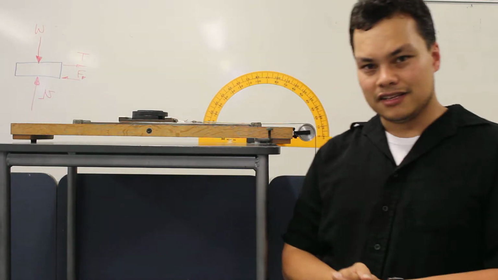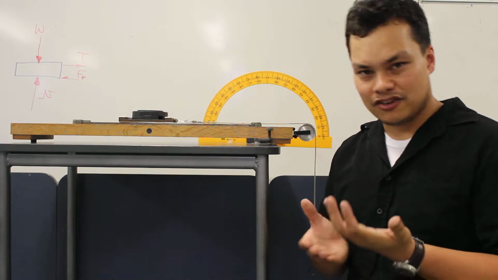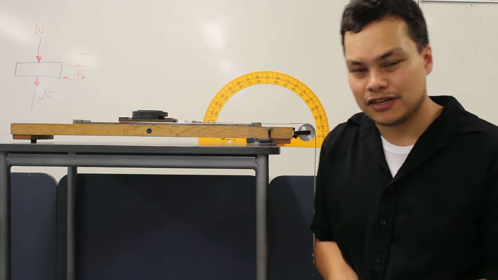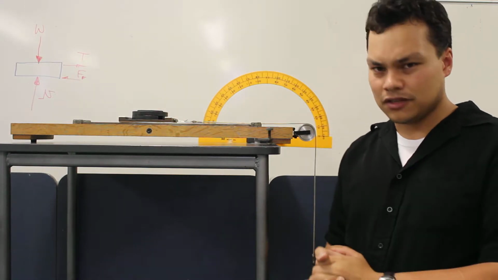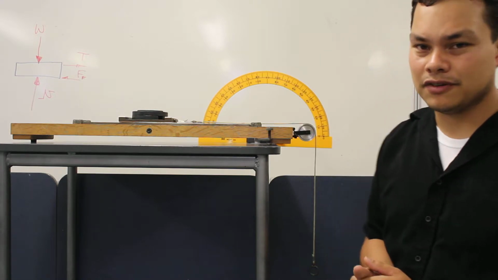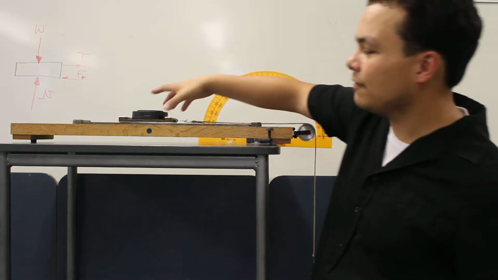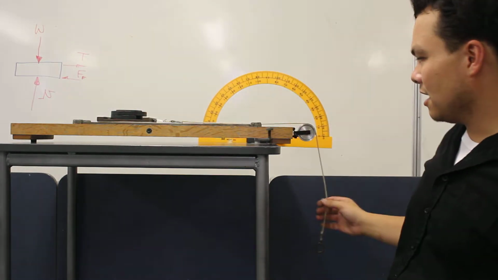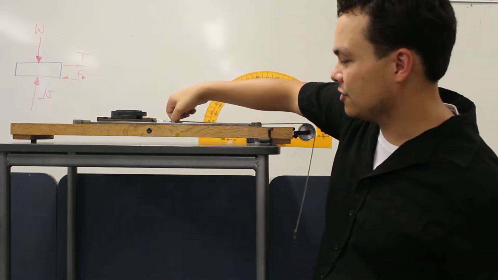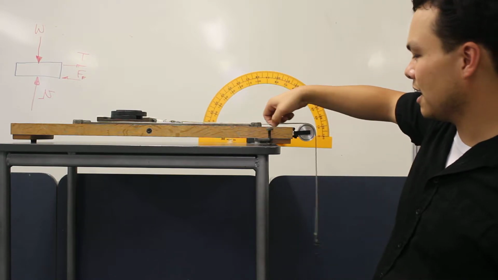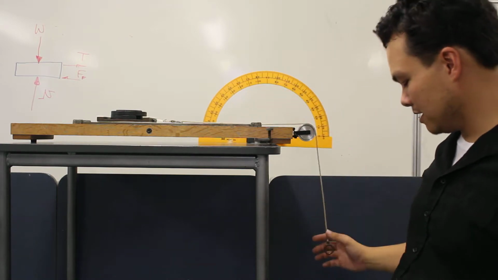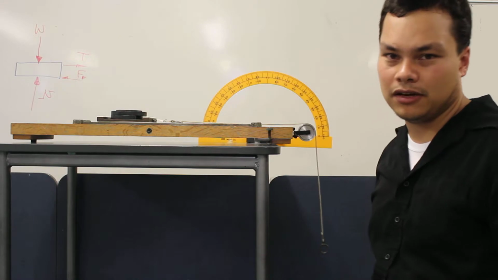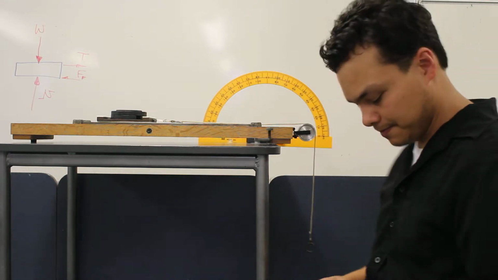Hi guys, in this experiment we'll be looking at trying to calculate the kinetic friction coefficient. To calculate the kinetic friction coefficient, what we can do is we have our system over here, and we can attach a string to our slider, put it around a pulley, and then hang onto that pulley a set of masses.